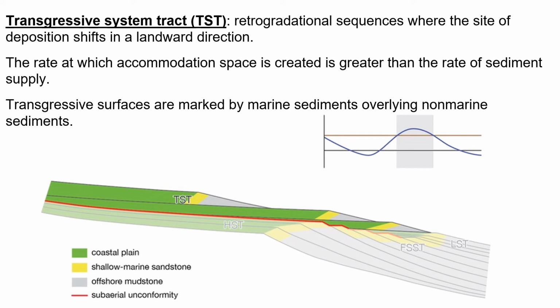These types of systems tracts also include transgressive surfaces, in which you have marine sediments overlying non-marine sediments. Notice where our offshore mudstones are in relation to the coastal plain sediments from our lowstand systems tract underneath.